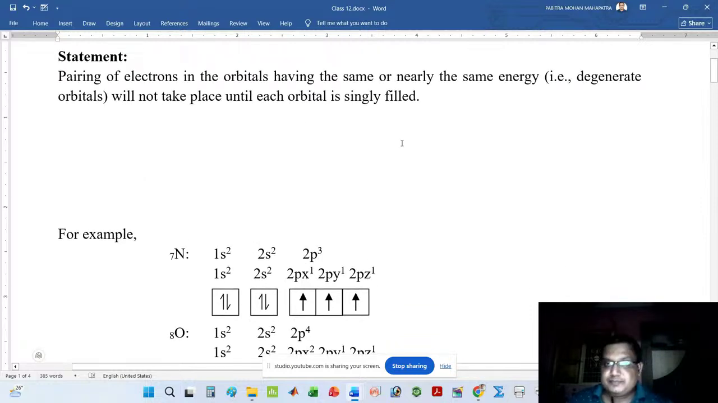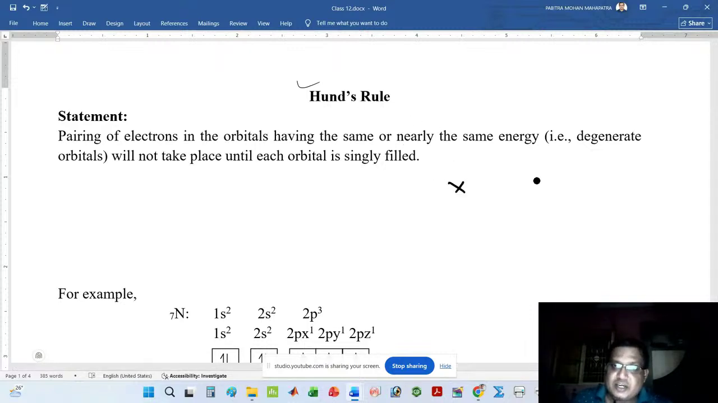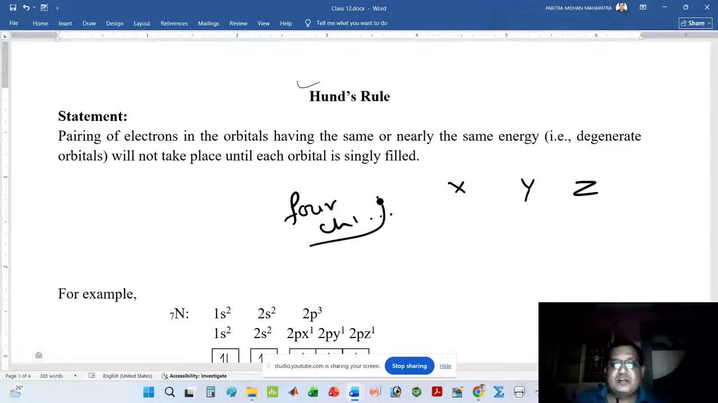Let me show that. Before going to this topic, I will give a daily life example. Suppose I have three students. One is your X student, another is your Y student, another is your Z student. Suppose I have four chocolates. Clear? I want to give them to the students.